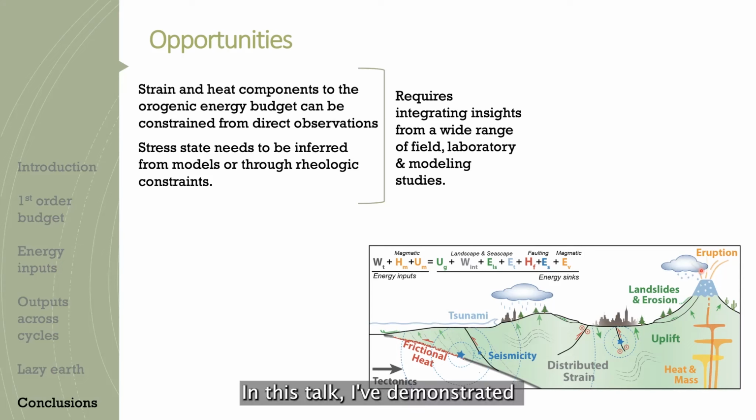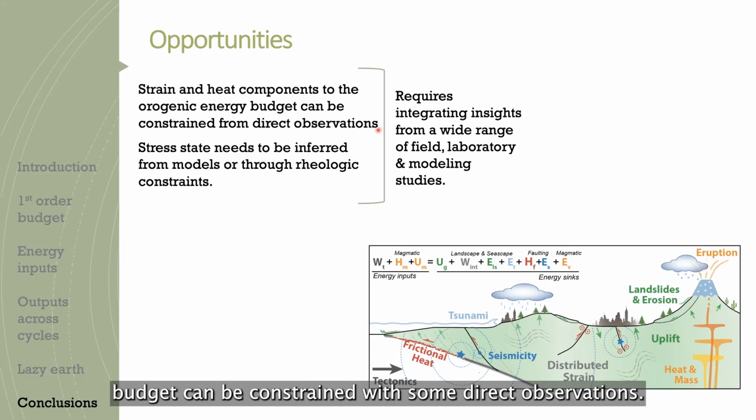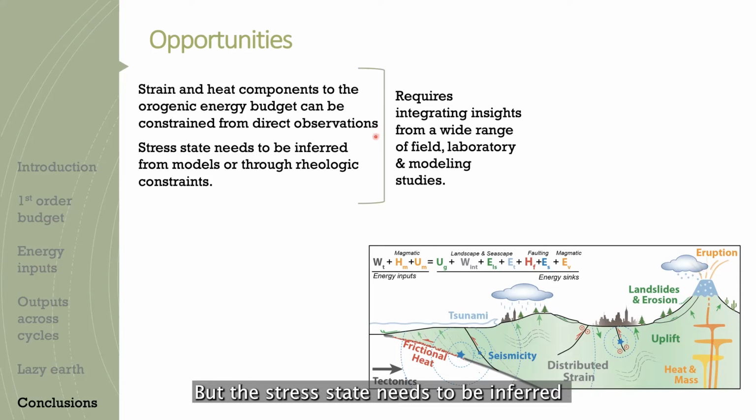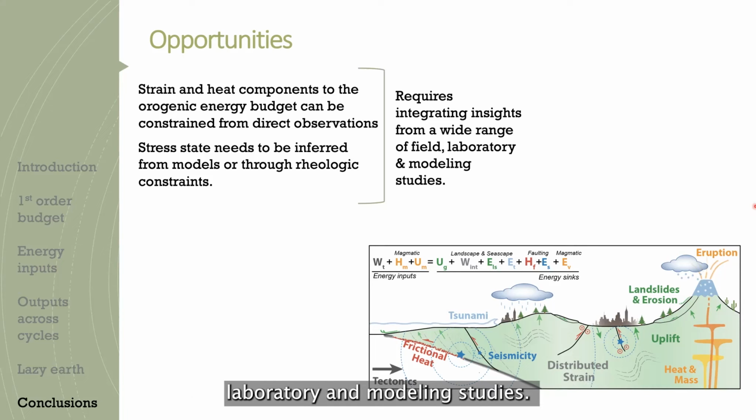In this talk, I've demonstrated some of the opportunities gained by framing deformation in terms of the energy budget and work optimization. To constrain the energy budget, you need to know heat, strain, and stress. Heat and strain components of the energy budget can be constrained from some direct observations, but the stress state needs to be inferred from models or through rheologic constraints. So to get the energy budget requires integrating insights from a wide range of field, laboratory, and modeling studies. I've given you a few examples of that in this talk.